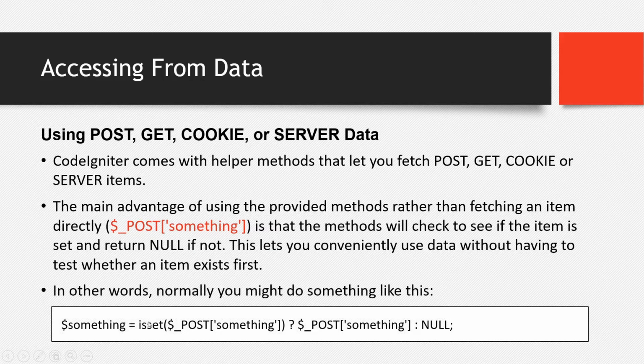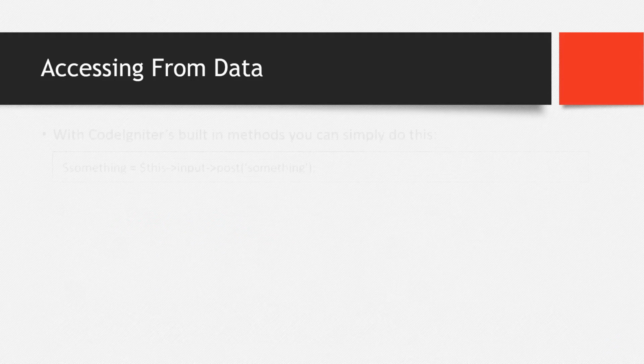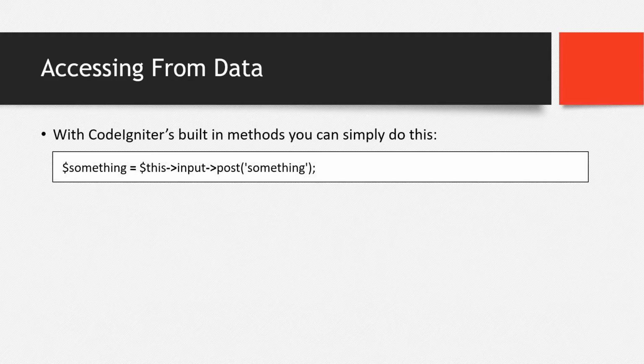yung usual na ginagawa natin is parang ganito. We try to check if nakaset or set ba yung isang post data. If it is, then we're going to assign it a variable. Otherwise, we're going to assign a null value. Okay? But if we're going to use yung CodeIgniter methods, then this is how we do it na lang. This input post, then the input name. Okay? So that's how we do it in CodeIgniter na lang, para at least mas maging madali.